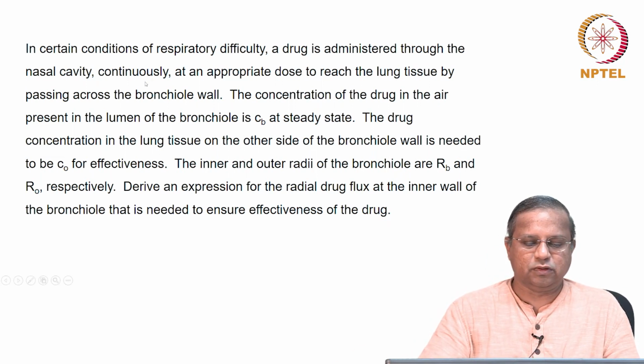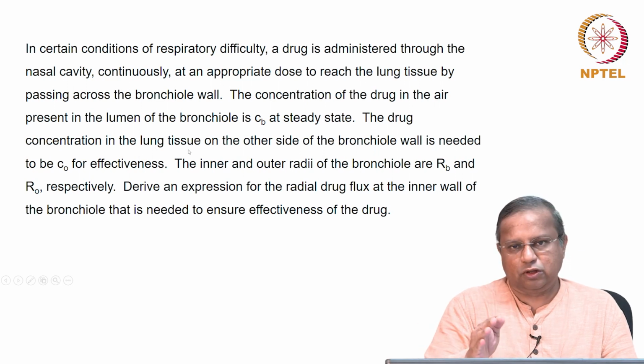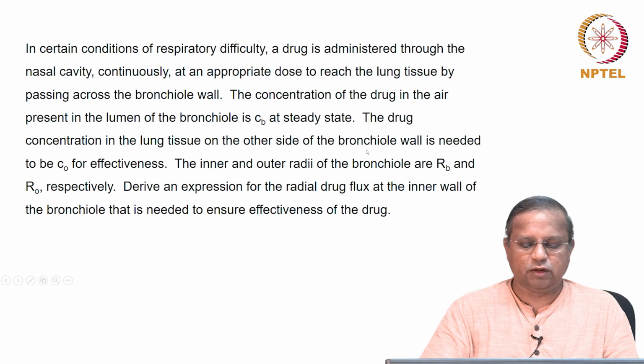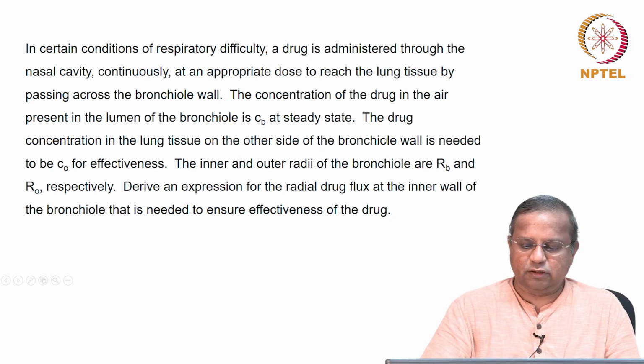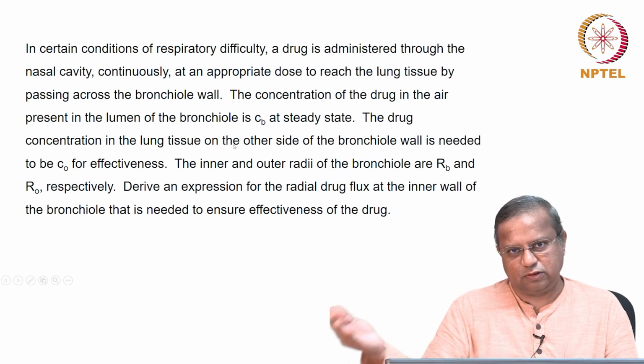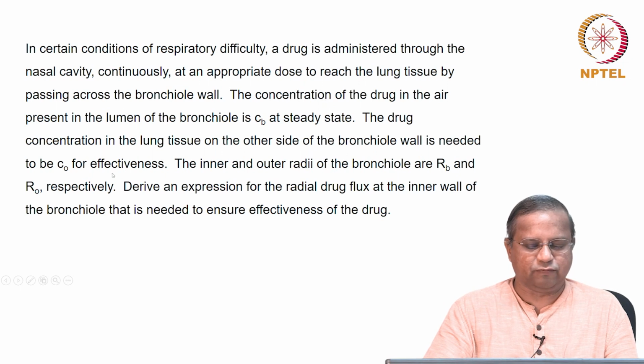Okay, so this drug is given continuously at an appropriate dose to reach the lung tissue by passing across the bronchial wall. The concentration of the drug in the air present in the lumen of the bronchiole is CB at steady state. The drug concentration in the lung tissue on the other side of the bronchial wall needs to be C0 for effectiveness. In this case, we are just looking at the bronchiole, we have not gone to the alveoli level. So inside the bronchiole it is CB, and it has to be C0 on the other side of the bronchial wall for effectiveness.